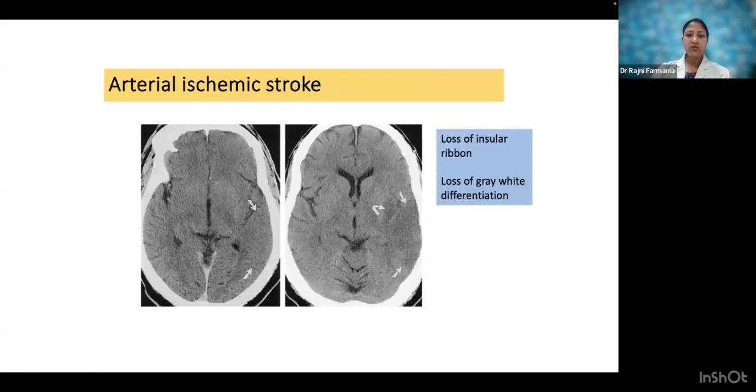In arterial ischemic stroke, ideally, we do want to get a diffusion restriction scan as soon as possible. But even if you have a CT scan, it can sometimes give you an early marker of arterial ischemic stroke. So here, what are the early signs? Loss of insular ribbon, and the other thing is loss of gray-white differentiation. So this is a normal one, and this is one wherein you have a history of acute arterial ischemic stroke.